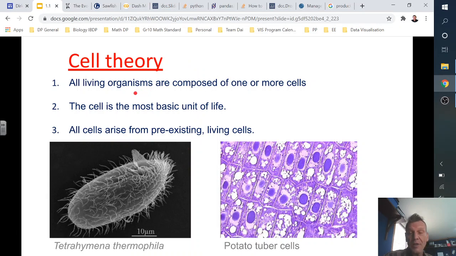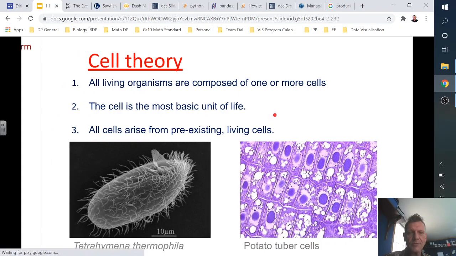So cell theory, you need to be able to reproduce this knowledge. All living organisms are composed of one or more cells. The cell is the most basic unit of life, and all cells arise from pre-existing living cells. So take note of that.